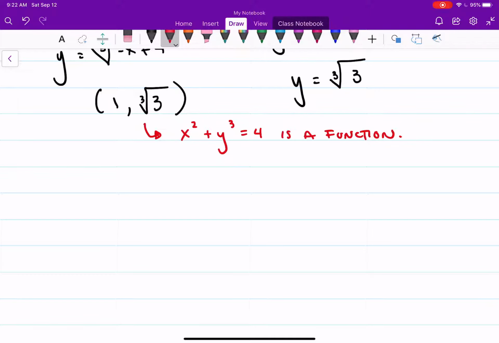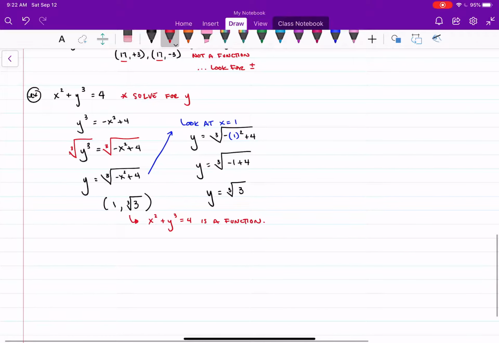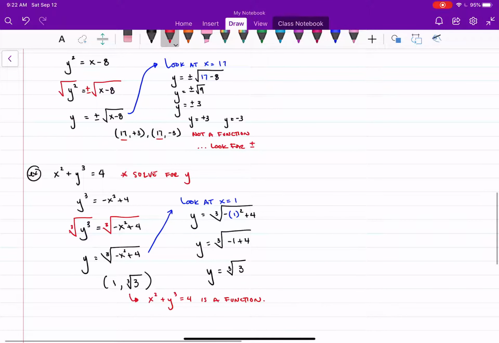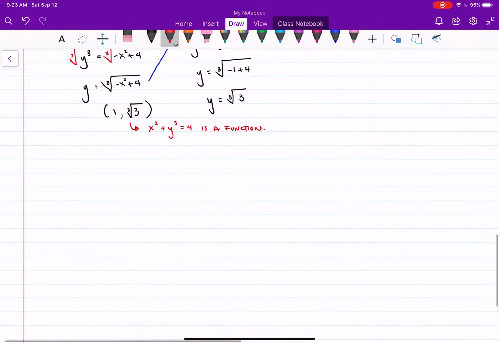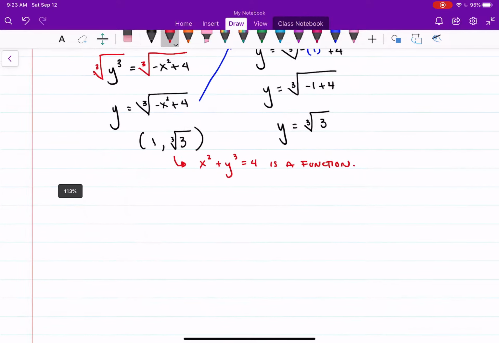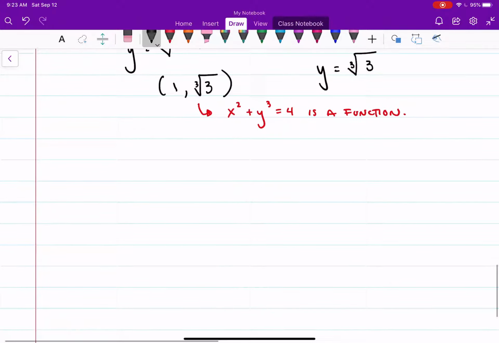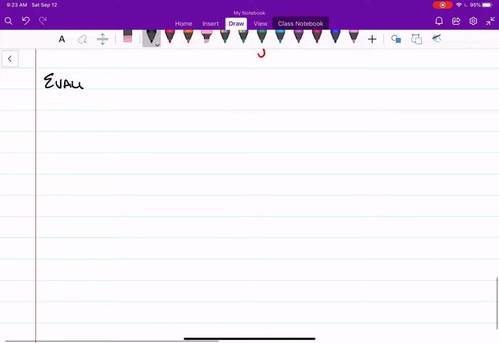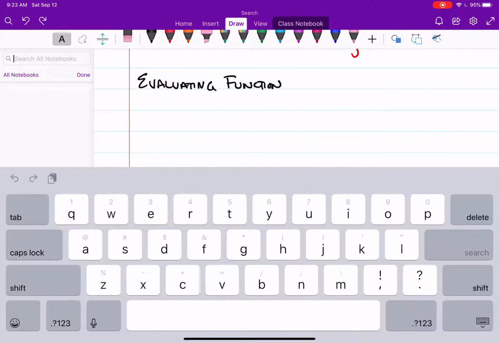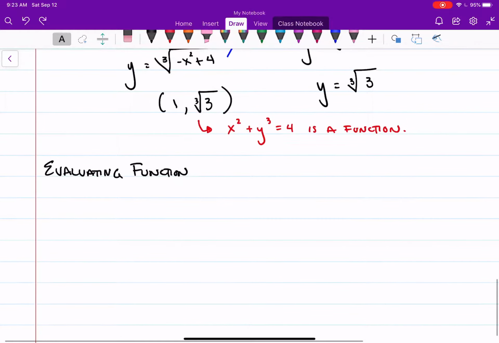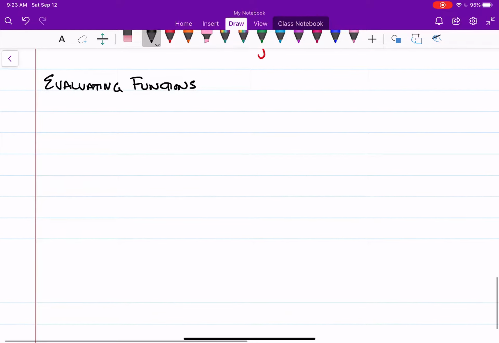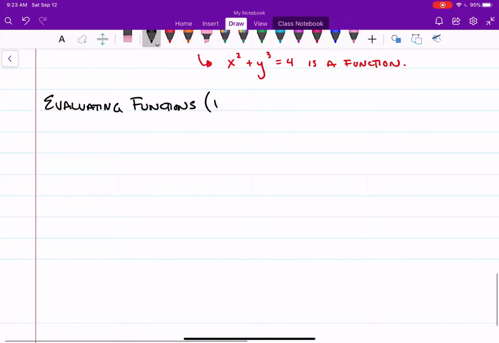All right, so what if we were given functions? Actually, we are still given functions. All right. So we're given equations here. So now I'm going to be given functions, or evaluating functions. Let's talk about evaluating functions first. Okay. So the next thing we're going to talk about is evaluating. This you guys know as function notation.